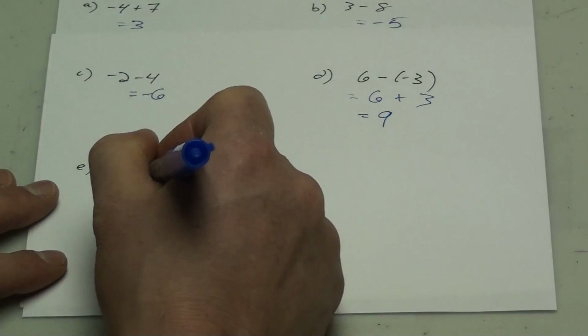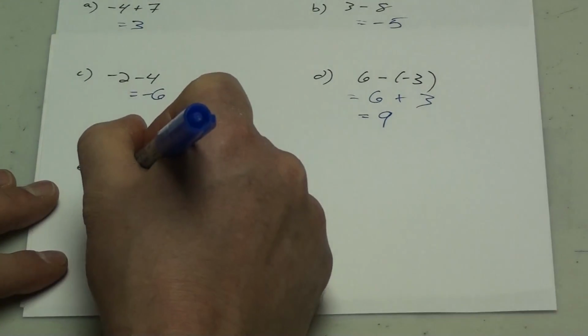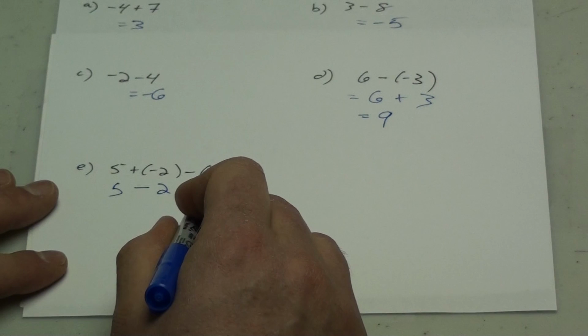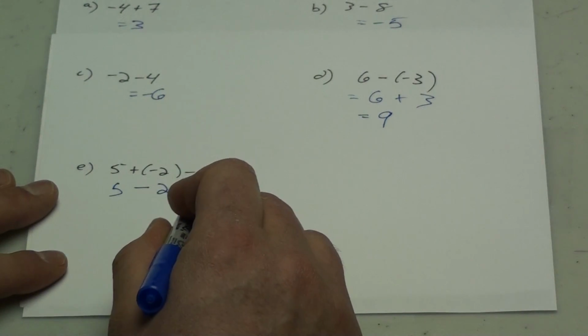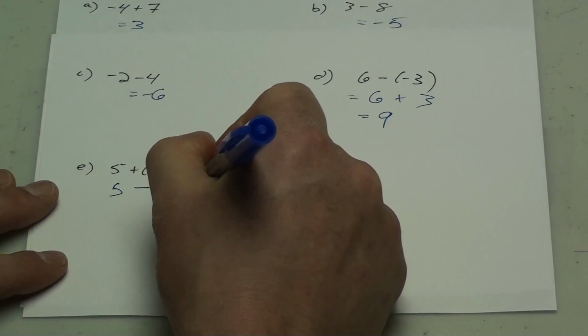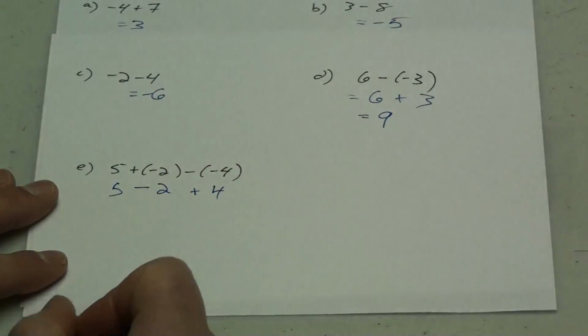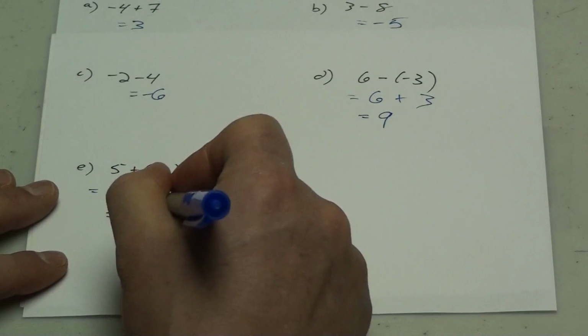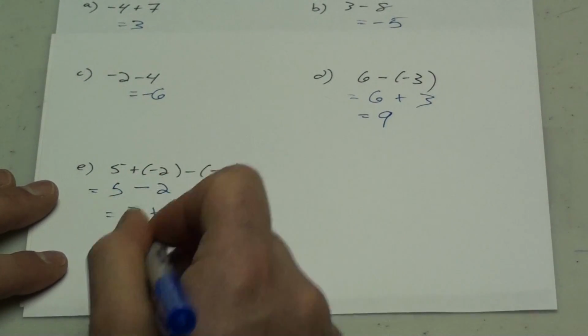The positive and negative, it's just a subtraction. So this becomes 5 subtract 2. Then I have subtracting negative 4. Another double sign, subtracting a negative. The signs are the same this time, so it's going to be a plus 4. Then I can answer it. 5 subtract 2 is equal to 3, and 3 plus 4 equals 7.